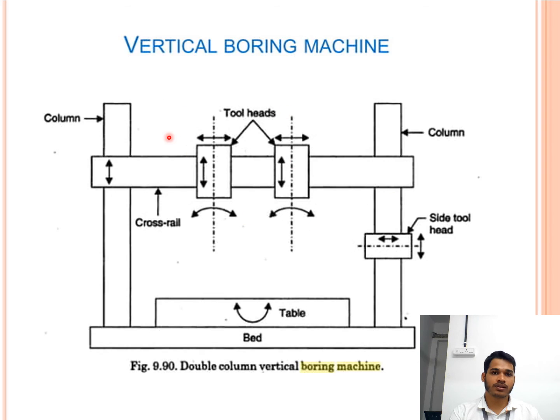Next, this is the diagram of a vertical boring machine. This is the column, this is the tool head, and this is the cross rail, and there are two columns, and the tool head can move up and down. It can also rotate and slide. This is also moved, and this is the working table, and this is the bed, the working bed.